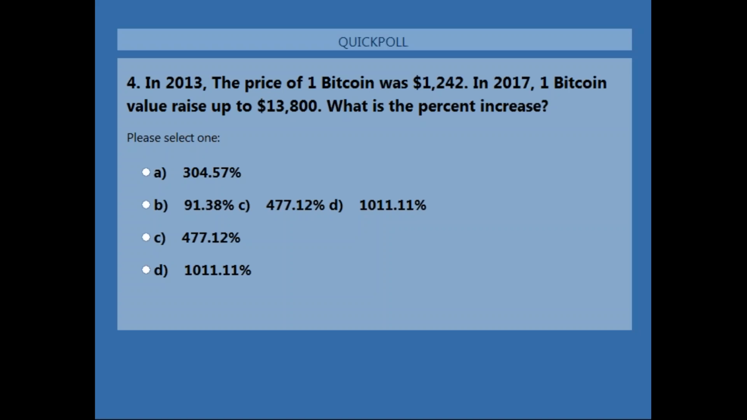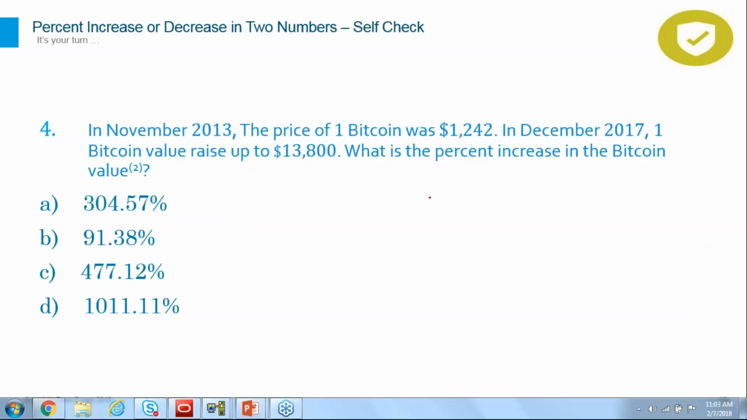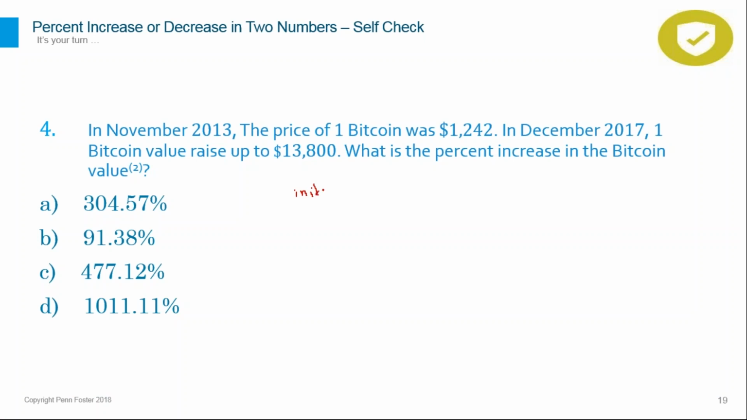Okay, let's do the question together then. It is similar to what we have been doing so far in the percent increase or decrease. The only thing that you need to figure out is the initial value. Since I'm asking about the percent increase, the initial value would be the lower value, 1,242. The end value, of course, would be $13,800.